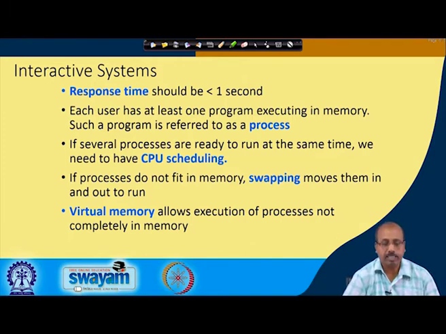But when the program has just started executing, if at the very beginning there is a welcome message to be flashed, and the user has written the program in such a fashion that it flashes some messages at the beginning, and if that message does not come immediately after the program has been started, we will say that the system is slow. So, the response time should be less than 1 second, and each user has at least one program executing in memory. Such a program we will call a process.